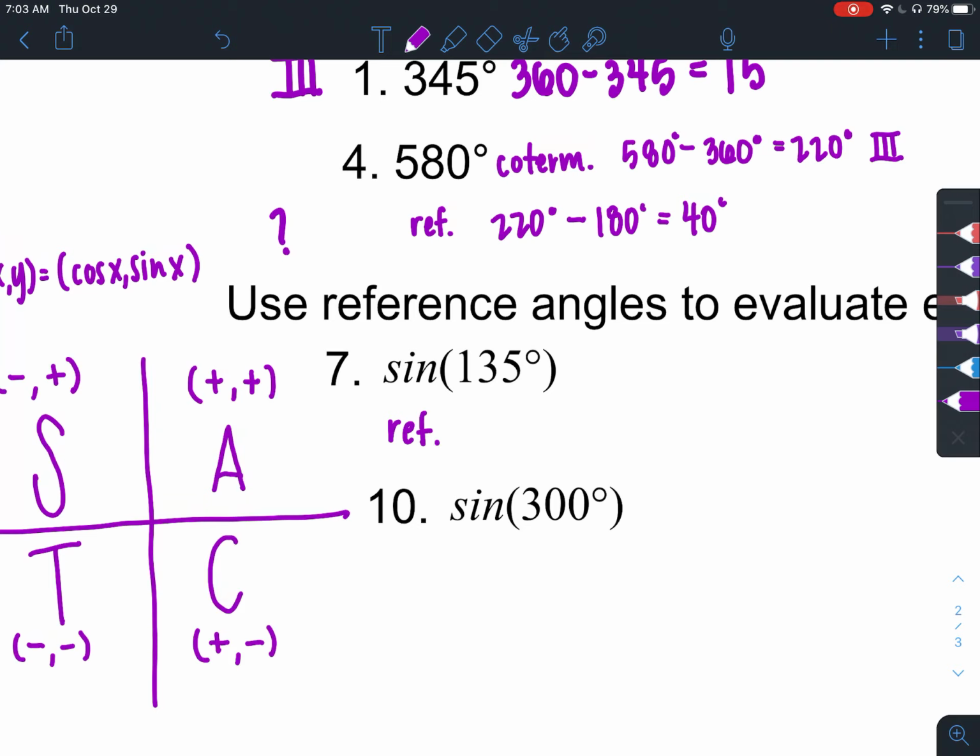135 is in the second quadrant. So I'm going to do 180 minus 135. 180 minus 135 is 45 degrees. In the second quadrant, sine is positive. So I'm looking for a positive sine of 45. That is going to equal the same thing as sine of 135.